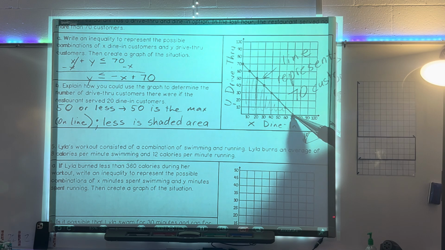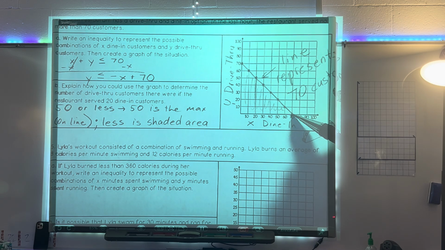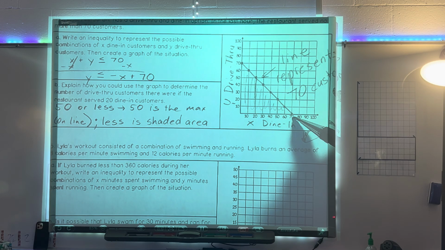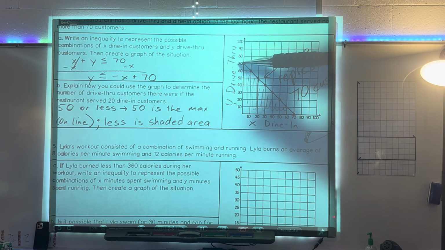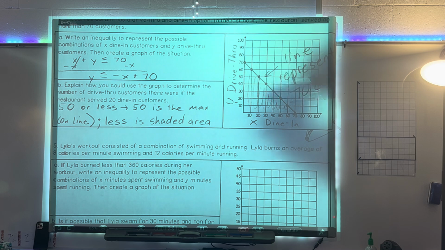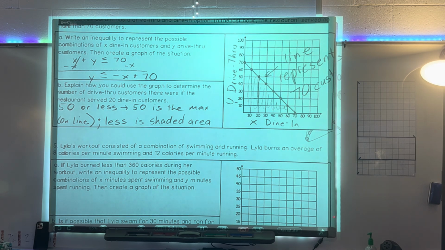All right, now here's the deal with this. If I'm right here, this point represents what? How many customers? 70 dine-in. So if I served 70 dine-in, how many drive-through would I be serving? 0. If I served right here, this is 70 drive-through, how many dine-in would I be serving? Also 0. Does that make sense? Yes, ma'am. Okay, and so all of this on the line is 70, but all this is less than 70, and I can serve anywhere in that shaded area or on that line. Are we okay? Yes, ma'am.